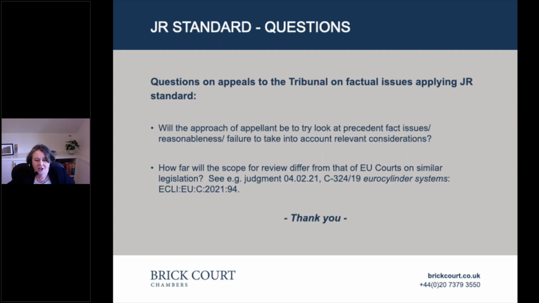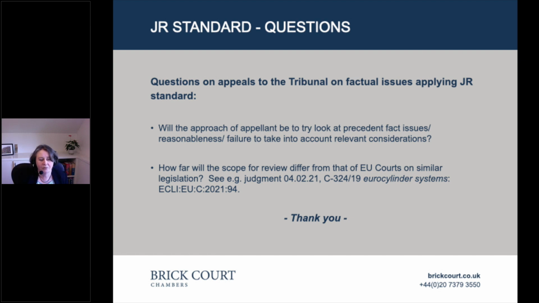So here was the question about appeals to the tribunal on factual issues applying a JR standard, and in particular, will the approach of an appellant be to try and look at precedent fact issues or reasonableness, failure to take into account relevant considerations. I think the point here is that there'll no doubt be interesting questions about the ability to challenge what may be perceived as any mistakes of fact. Questions that are likely to arise are whether or not there was any misappreciation or misapprehension on the decision maker's part about what the statute required before a determination could be made. So whether there was any precedent or jurisdictional fact issue that can be treated as a point of law on an appeal, or where matters shade more clearly into the assessment and weighing of economic factors, the decision would obviously shade more into areas that can be challenged only on reasonable grounds.